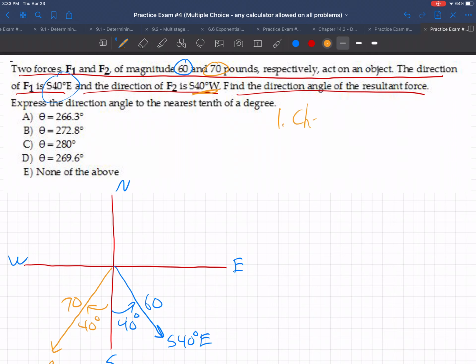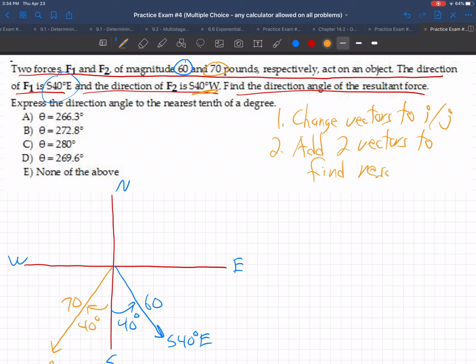Step 1. You've got to change the vectors to I, J. Step 2. Add the 2 vectors to find the resultant. Step 3. Change the resultant back to an angle. There's our 3 steps.